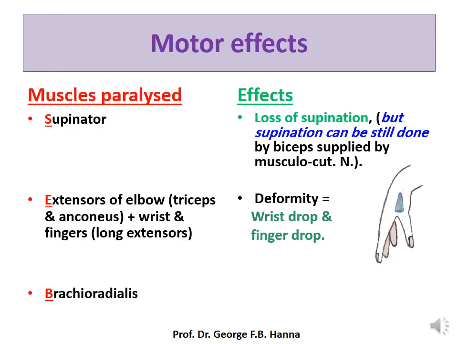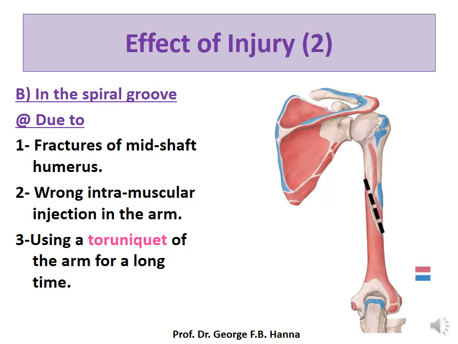B stands for brachioradialis, so there will be loss of elbow flexion in the mid-prone position. These are the motor effects of radial nerve injury in the axilla. Number two, the effect of injury, or number B, in the spiral groove.